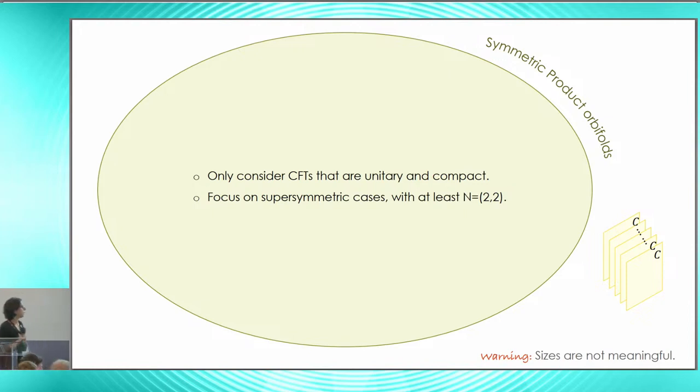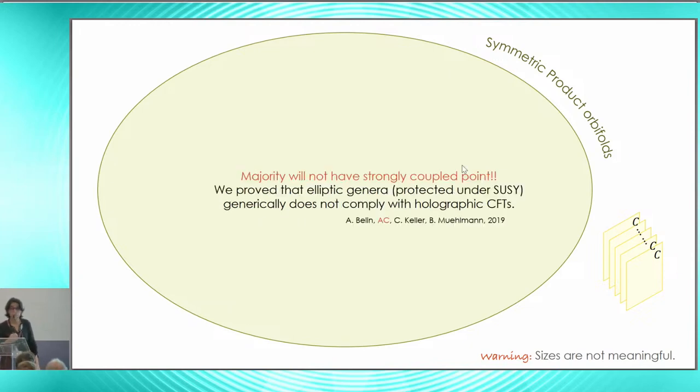For simplicity, let's just talk about supersymmetric cases, because there I actually know what I mean by a moduli space. And you can ask, okay, so how many of them do you think have this strongly coupled point in their moduli space? The answer, most of them won't, okay? So most symmetric product orbifolds don't have a strongly coupled point, and that we could detect from the elliptic genera. So by computing the elliptic genera in these cases, we saw it's a protected quantity. It will not be compatible with having a holographic CFT.